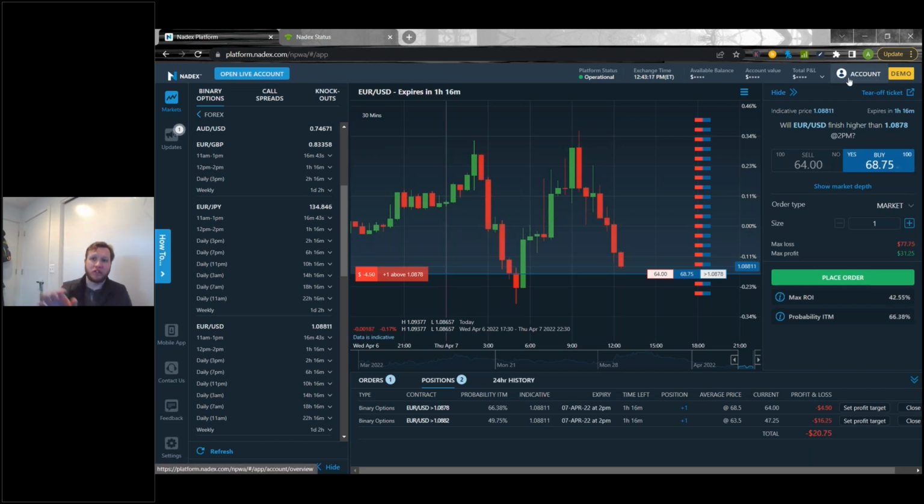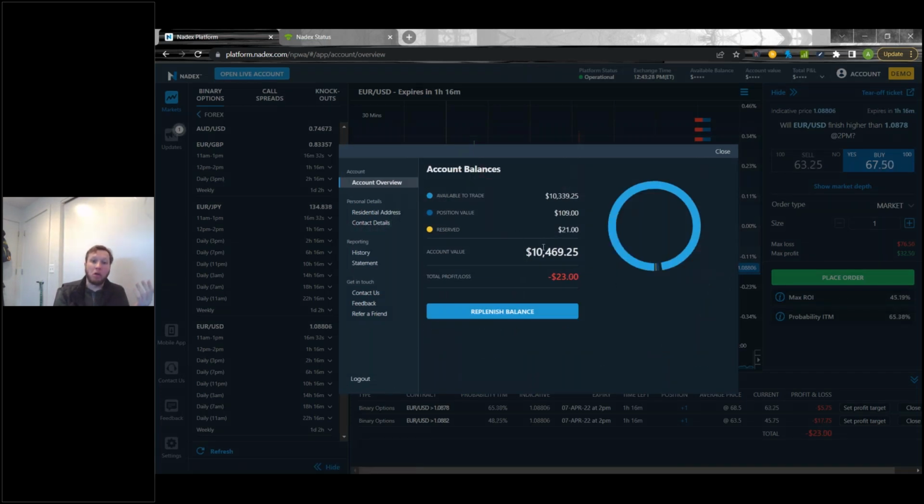But the account section here is where you find a lot of the administrative tasks that you can do, right? So we'll click on it. We have our account overview. So this is just going to be a breakdown of where all of our account funds are. This circle, you can't really see it here, but I do have a little bit there, my position value, a little bit there, my reserve. My overall account value is mostly that 10,000 that you get when you open a new demo account.